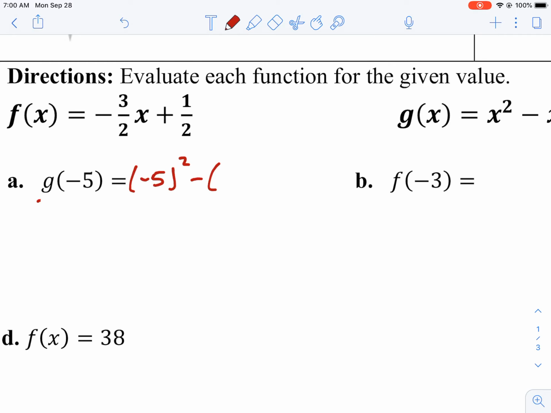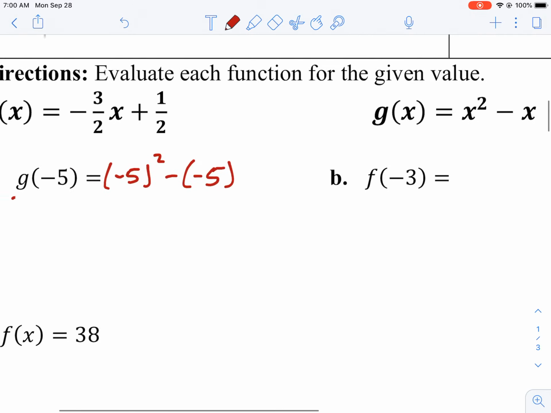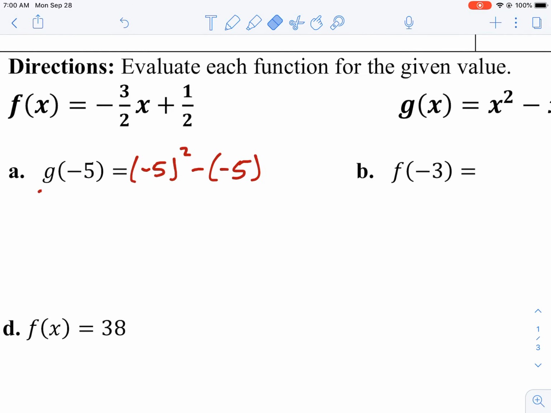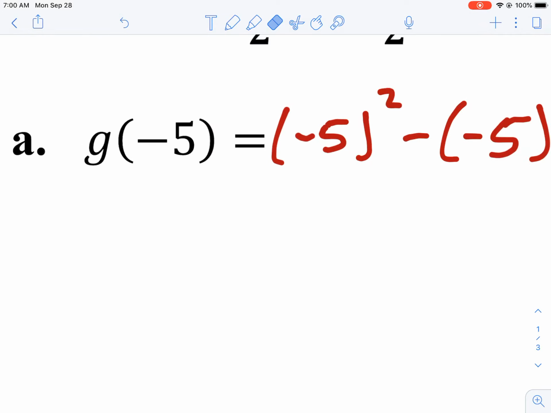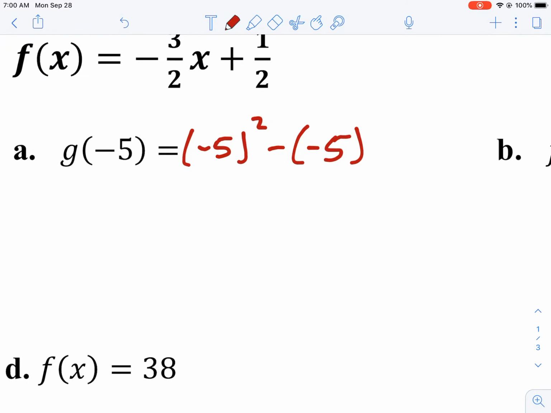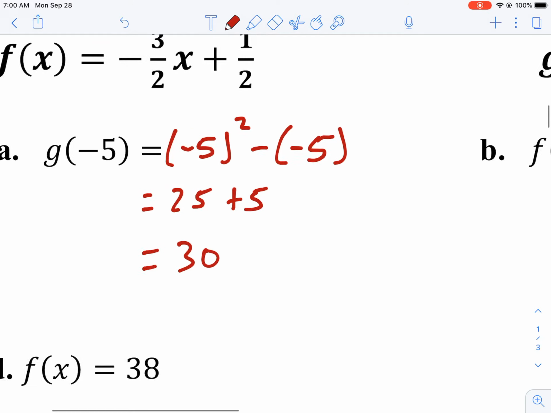And for x, look how important it is to use parentheses, because see here we have 2 negatives, that's going to become a positive. Negative 5 squared, that's positive 25, plus 5, so this answer will be 30.